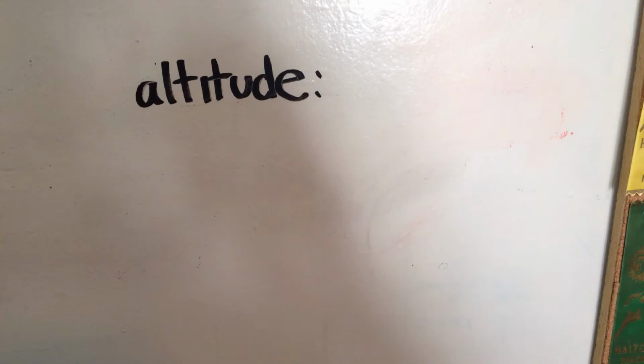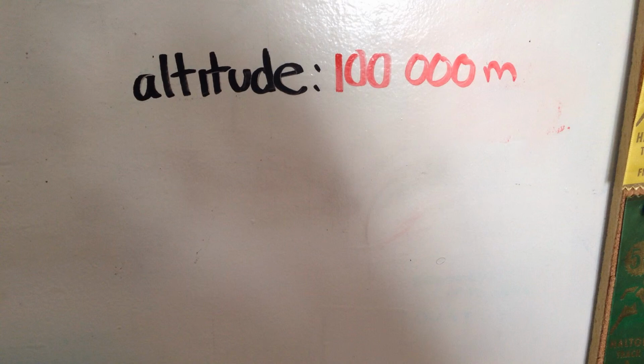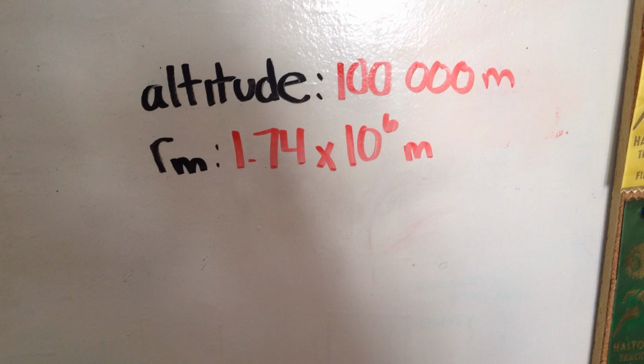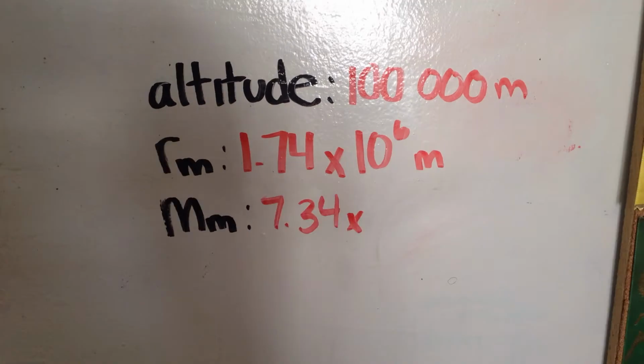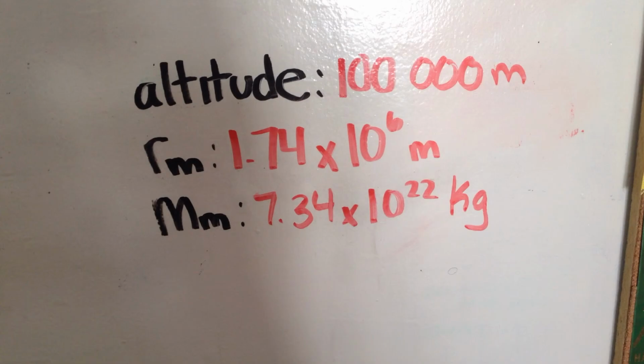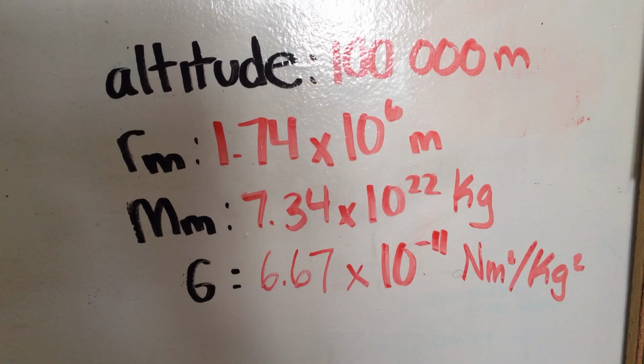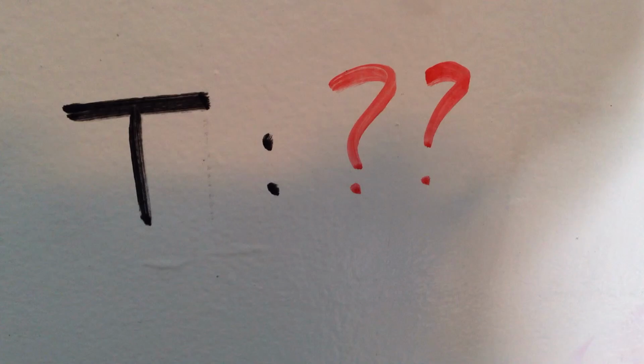The altitude is given to us as 100 kilometers, which is equal to 100,000 meters. The radius of the moon is 1.74 times 10 to the 6 meters, and the mass of the moon is 7.34 times 10 to the 22 kilograms. The G constant is equal to 6.67 times 10 to the negative 11, and we need to solve for T.